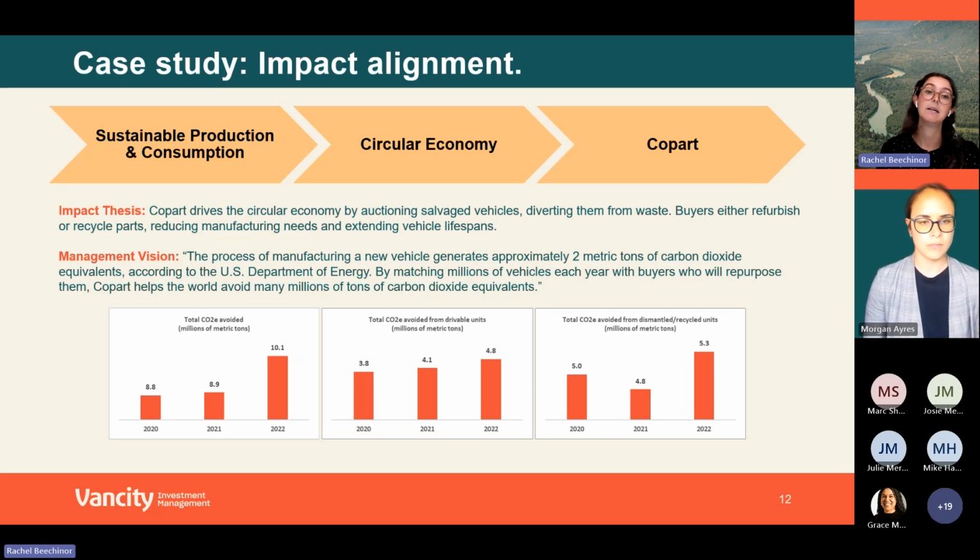The company diverts waste and averts further emissions from the production of new vehicles and parts to meet market demand. So Copart's management has a very clear vision of generating impact, which is a key thing we look for in all of these companies. This quote you see on the slide is taken directly from their annual report, demonstrating their very clear understanding of the impact they are generating. Additionally, Copart actively tracks the estimated CO2 avoided from drivable as well as their dismantled recycled units, which helps us very much actively track their impact and contribution to the theme.